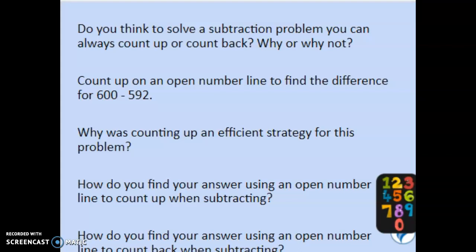If we're looking at the number 600 take away 592, 592 is very close to 600. So I could use that counting up method here to get my answer. I'm going to start at 592 and I'm going to count up to 600. So if I'm counting up to 600, then I'm going to start on my number line with 592. If I'm using a counting back method, I would start out with 600 and count back, because I'm hopping backwards on the number line. So my first number is not going to be 600 because I'm hopping back.